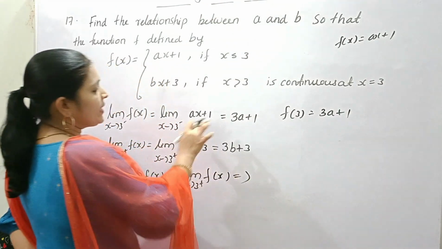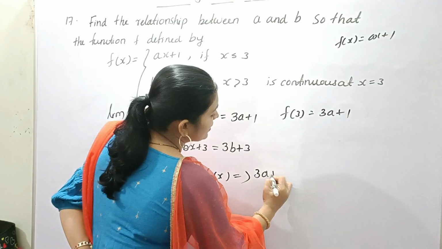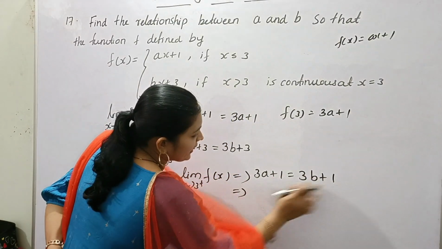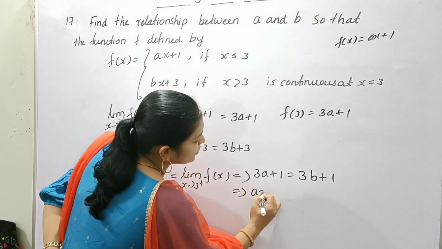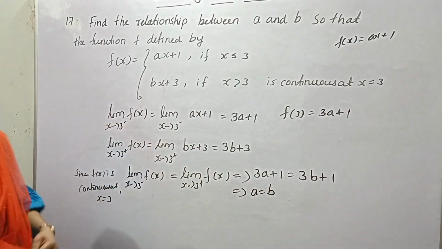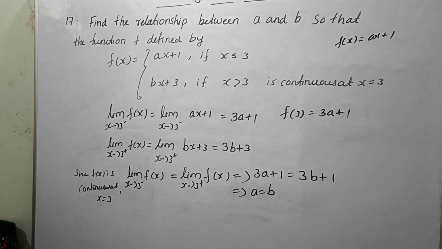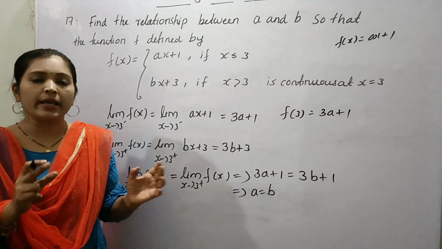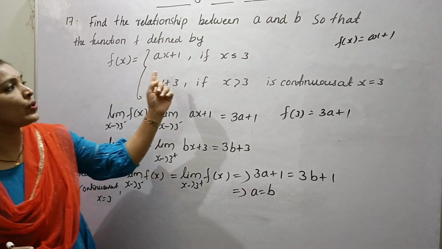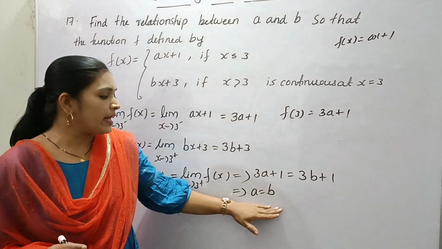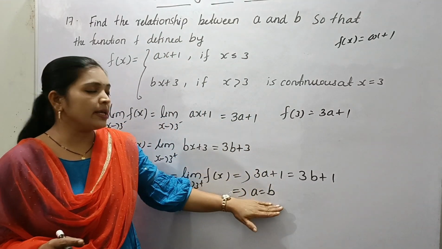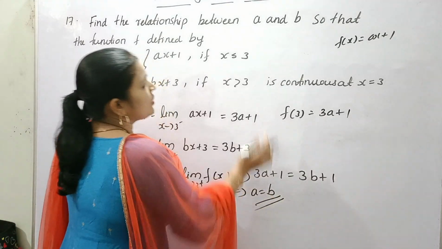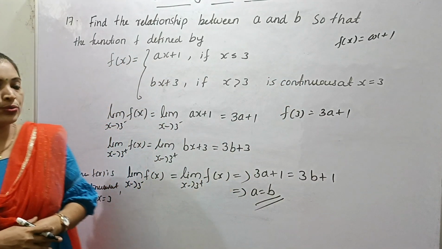That implies the left hand limit 3a plus 1 is equal to 3b plus 1. That implies the 1 cancels and the 3 also cancels. So a is equal to b. Here we do not have values; we have to find the relationship between a and b. So the relationship between a and b is a is equal to b, when this function is continuous at x equal to 3.